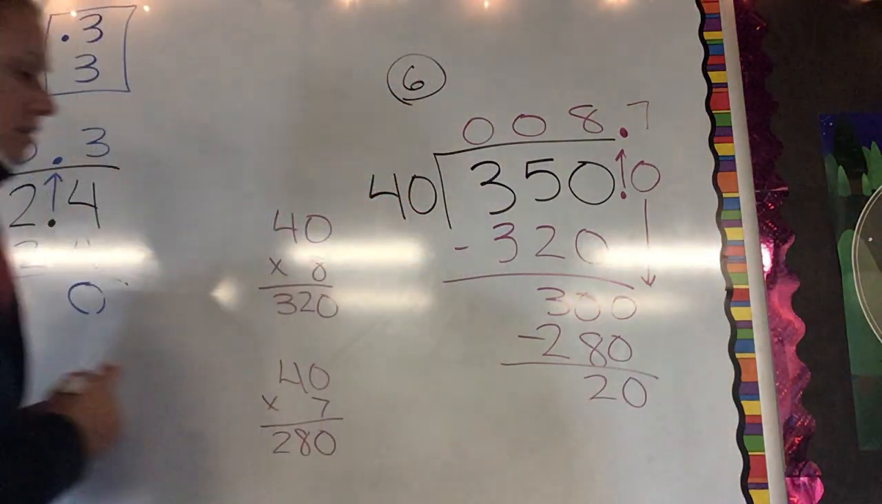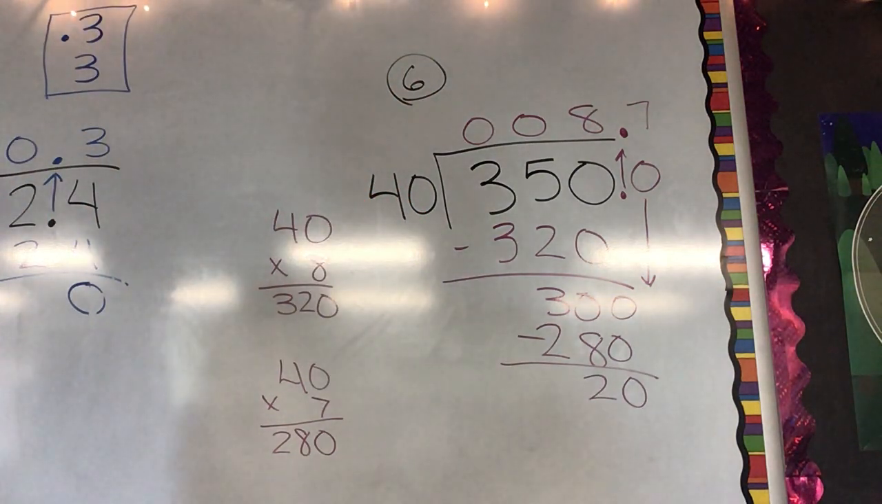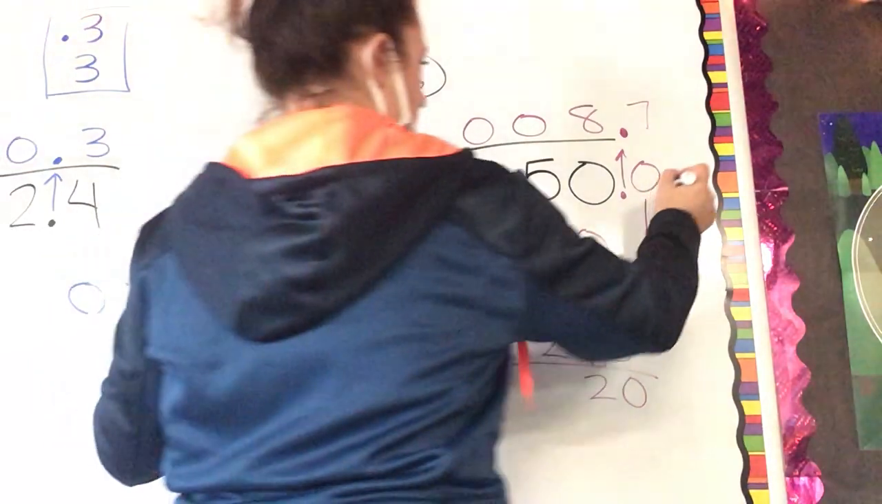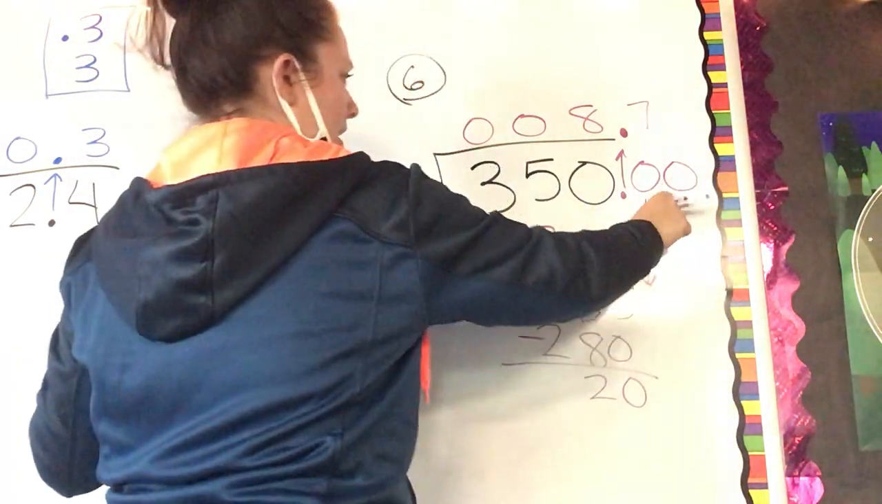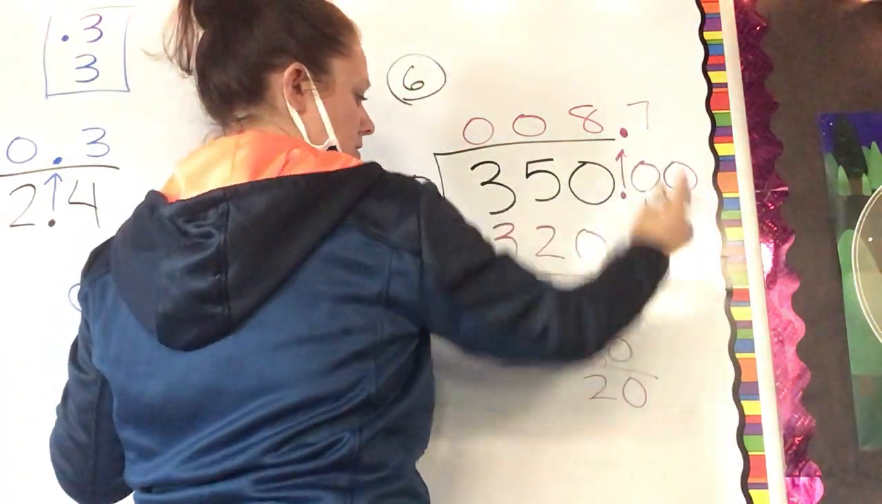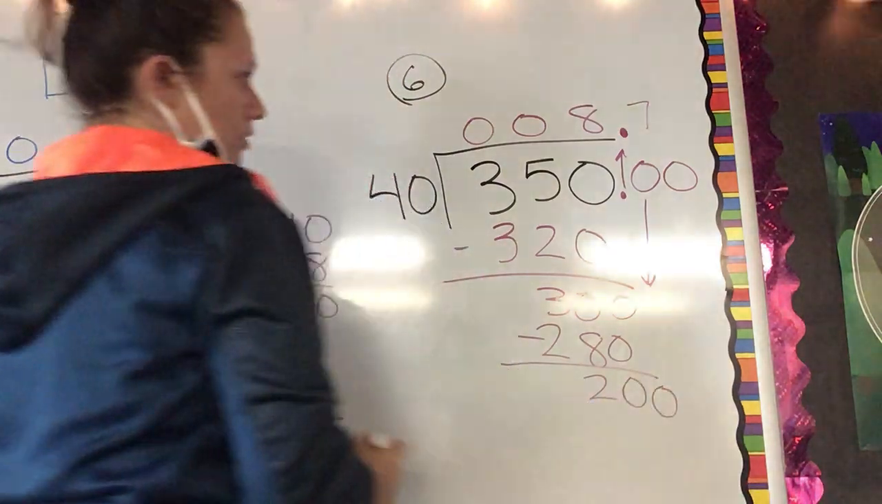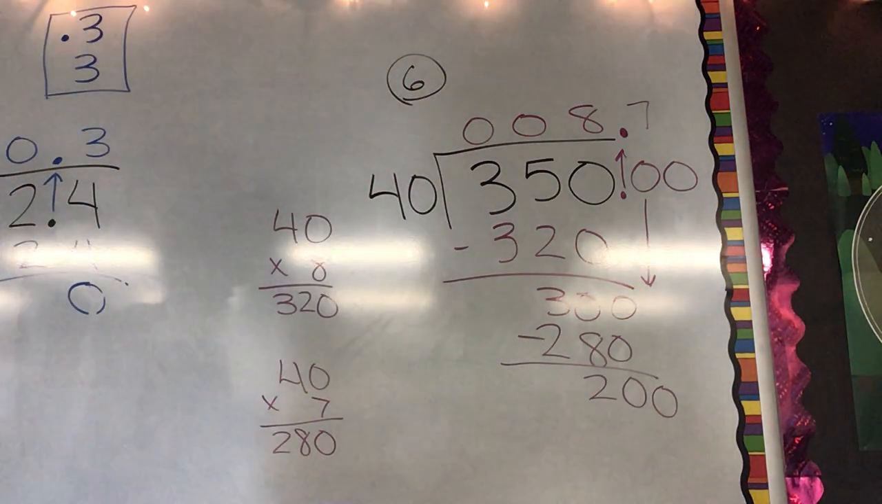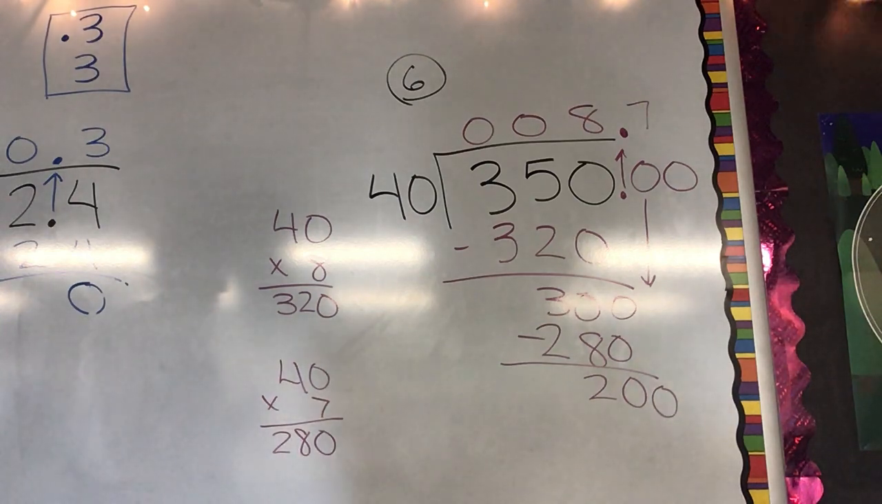Am I done? No, I can't have a remainder, so I can add another 0. Now, I'm adding another 0. Do I add another decimal? No, you can only have one decimal in your problem. We already have one. Okay, we're not going to add another one, so make sure we're not making that mistake. You can only have one decimal.